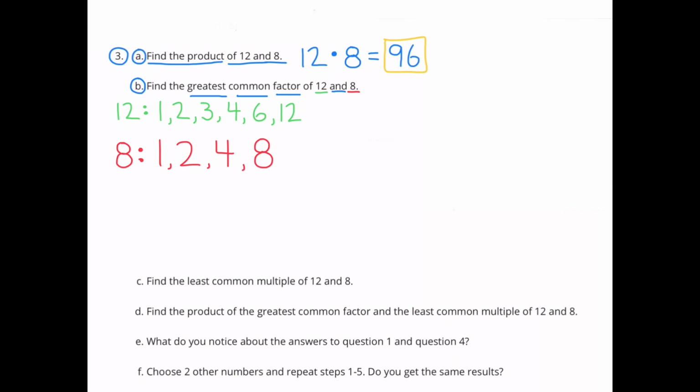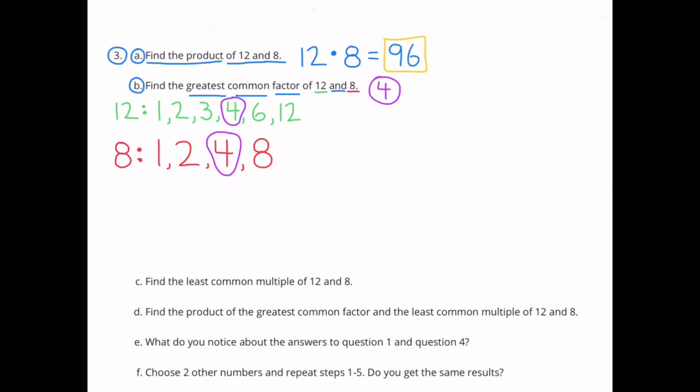B. Find the greatest common factor of 12 and 8. I've listed the factors of 12, which are 1, 2, 3, 4, 6, and 12, and I've listed the factors of 8, which are 1, 2, 4, and 8. The largest of those common factors, or the greatest common factor, is 4. So the greatest common factor of 12 and 8 is 4.